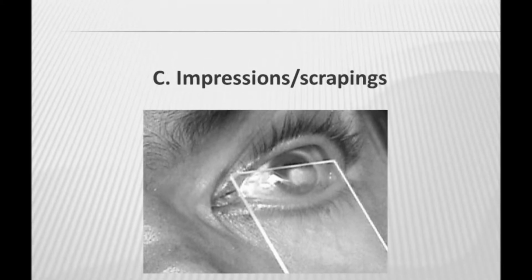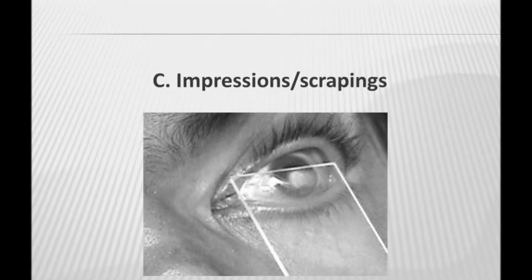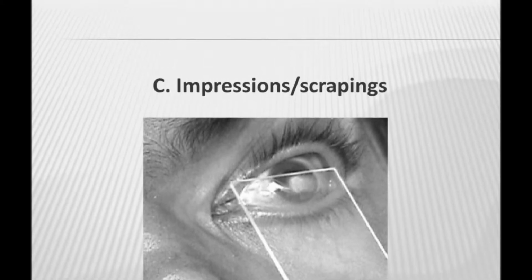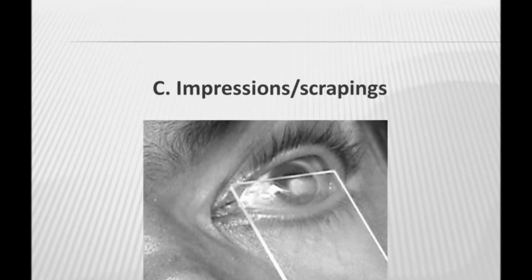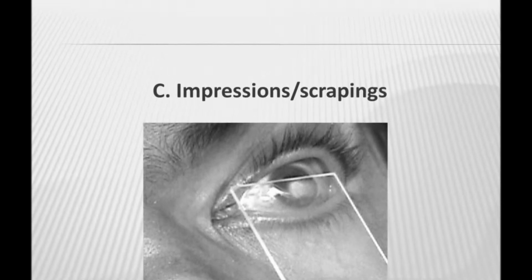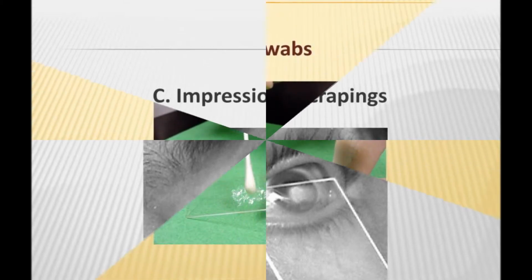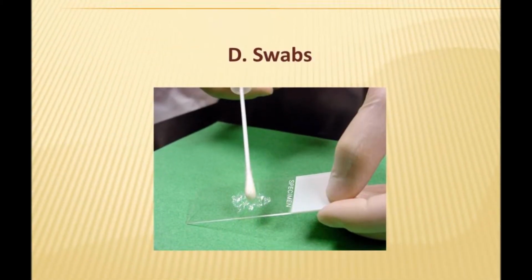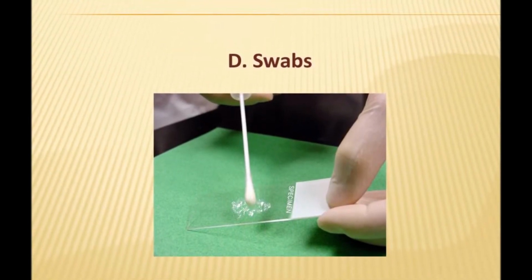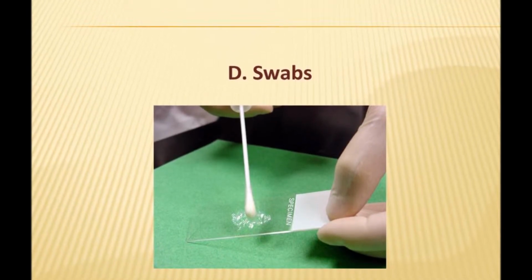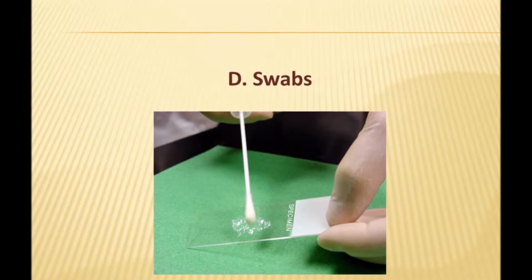Scrapings are basically when you take a scraper and take the sample from the patient, then put the specimen onto a glass slide, and the glass slide is kept and sent to the lab. In swabs, you do not use a scraper, you use cotton buds usually, and this method is usually employed when we want to take samples from sensitive areas such as the vagina.